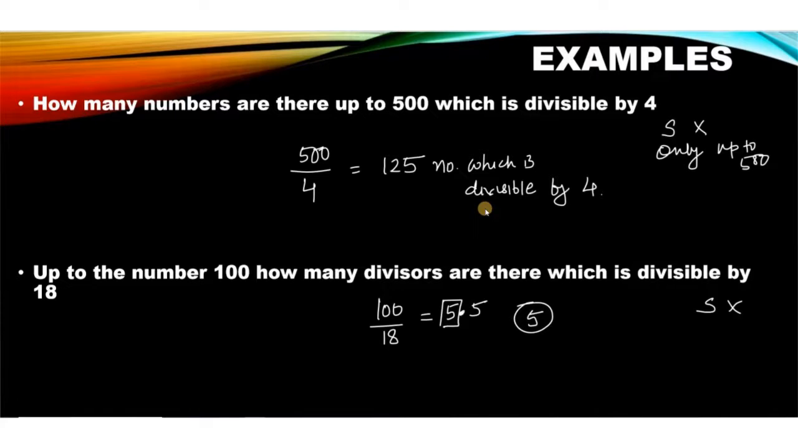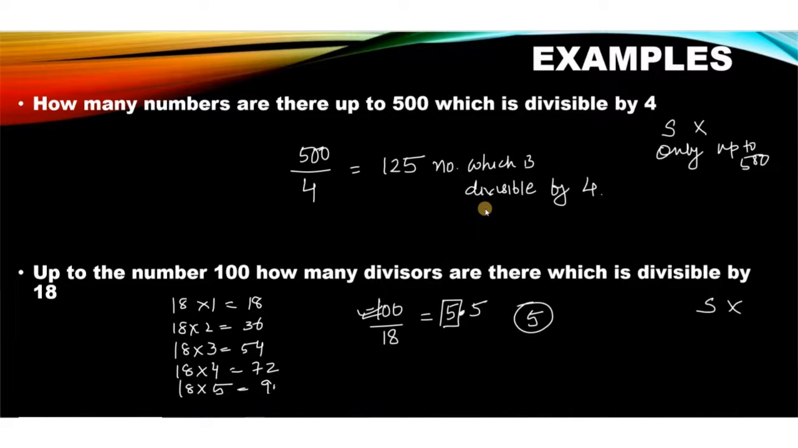Now if I want to know what those 5 numbers are, let's say 18 into 1, 18 into 2, 18 into 3, 18 into 4, 18 into 5. So 18, which is below 100, 36, which is below 100, 54, which is below 100, 72, which is below 100, 90, which is below 100. So there are 5 numbers.